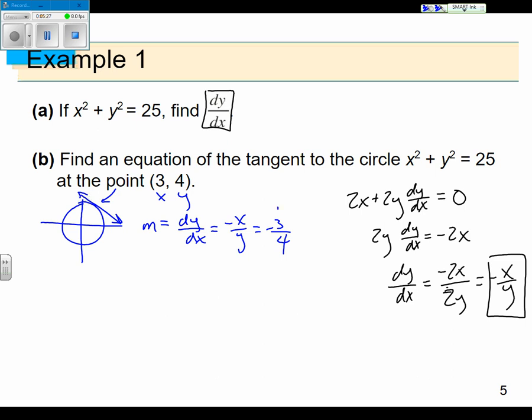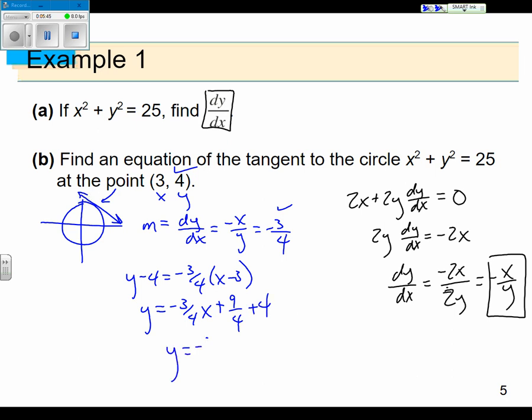From here, I've got a slope and I've got a point, so I'm ready to go with point-slope form. So I get y equals negative 3/4 x. Let's see, this is 9/4. And if I add 4 to both sides, that should give me my equation. I think that's going to be 25/4. So 16/4, 16 plus 9. Yeah, it's going to be 25/4. And so this is the equation of my tangent line.